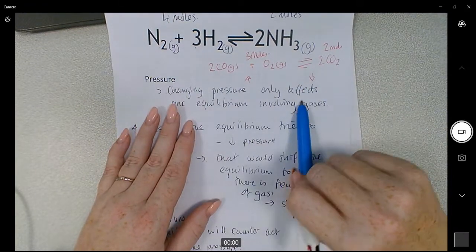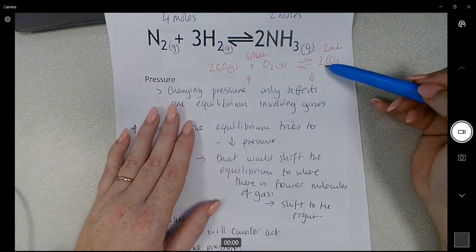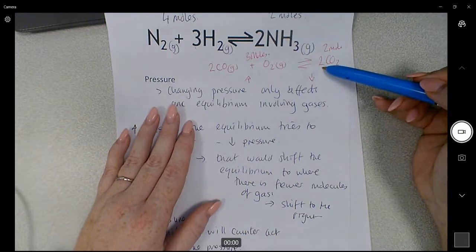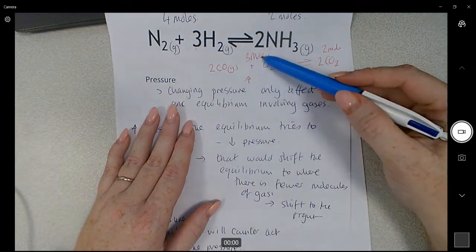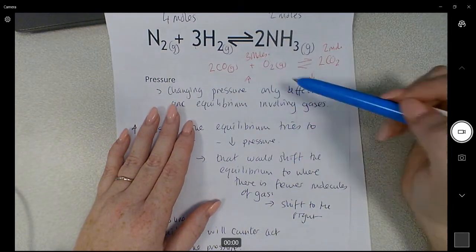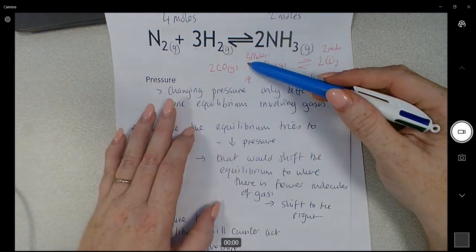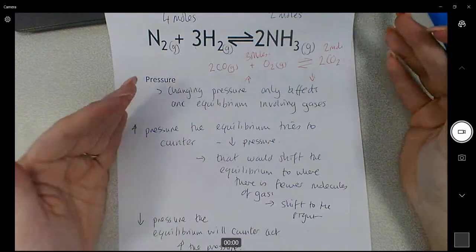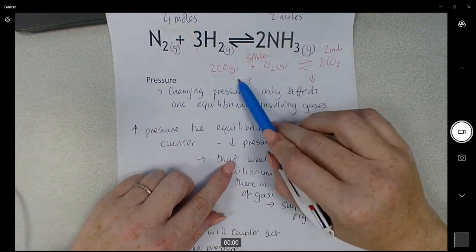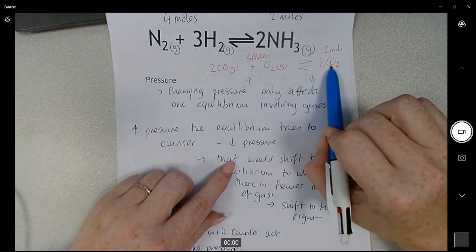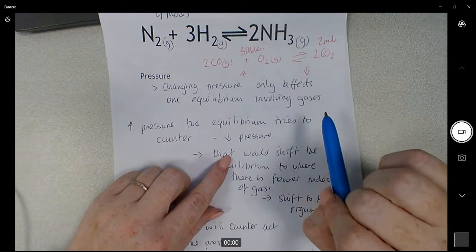The opposite would be true if I decrease the pressure because there's 2 moles over here, 3 moles here. So it's going to try to counteract that and move to where there is a greater pressure, which would be here because I have more moles on the reactant side. So if I decrease the pressure, that would shift the reaction to the left-hand side. It doesn't matter what they give you, you've just got to look at how many moles of reactant do I have? How many moles of product do I have? And then you can work out what increasing and decreasing the pressure would do to that reaction.